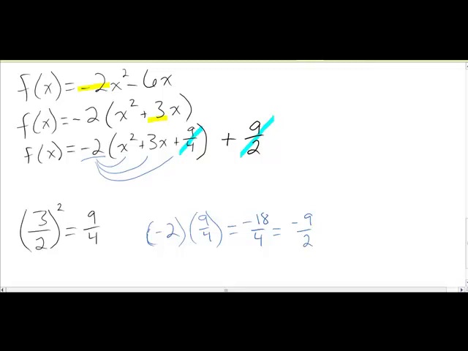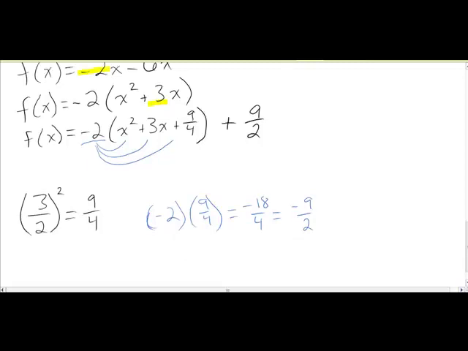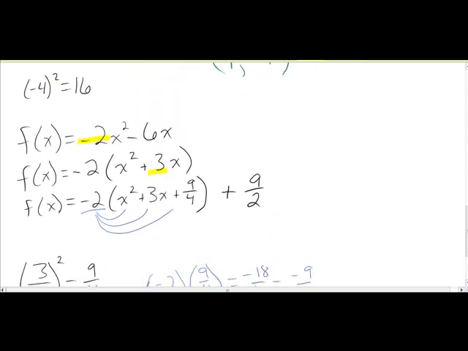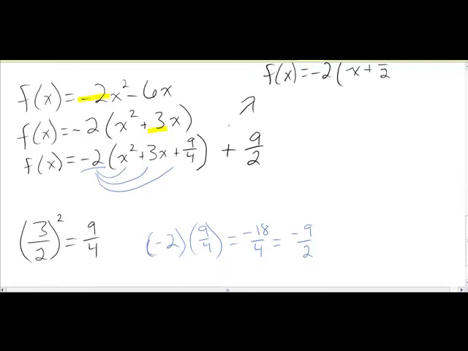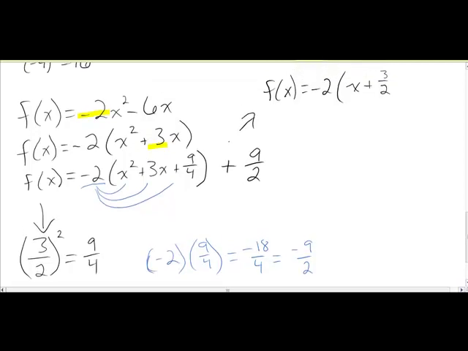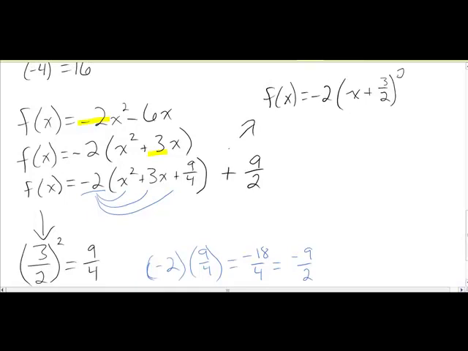Okay, so let's get back to the problem. At this point, you can get rid of these marks here. At this point, I've got a perfect square trinomial. It may not appear as one, but it is. So f of x is equal to negative 2 times, well, what is my perfect square? My perfect square is actually x plus 3/2. Where did 3/2 come from? Remember, it's this number right here. It's half of that 3. Half of that b term is what I'm using. And that is being squared.